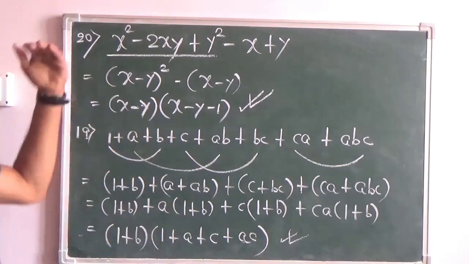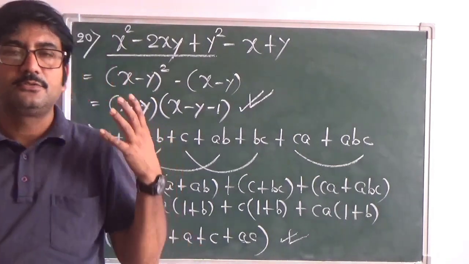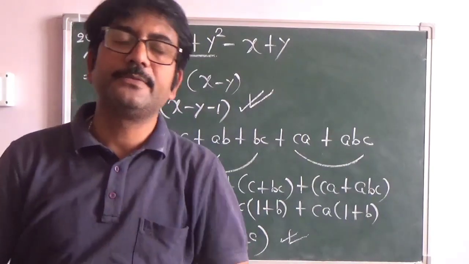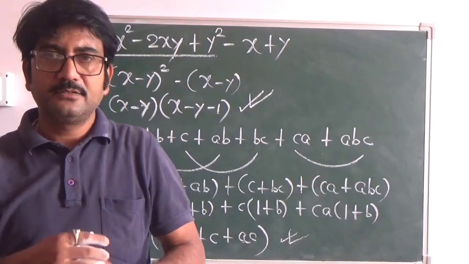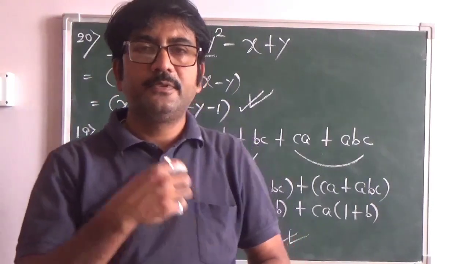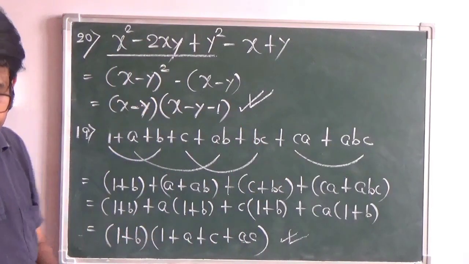Okay. So these are a few questions we have solved using the first two methods, that is by the method of taking common factors and by the method of grouping. Now we will be proceeding to the next method of factorization. By the time you just have a look, we will come back again.